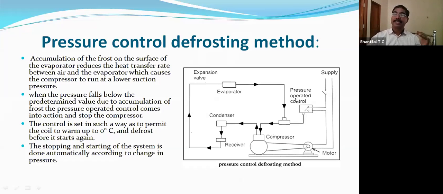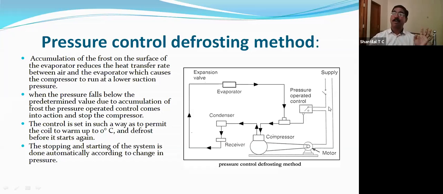When the evaporator temperature comes down, what happens? The pressure also comes down. That means when the temperature comes down, more frost accumulates in the evaporator. Then the pressure controlling device is not getting sufficient pressure. The pressure comes down below the limit. For example, our suction pressure is 40 psi. When the pressure falls below 40 psi at the low pressure cutout, at that time it will cut off the system.